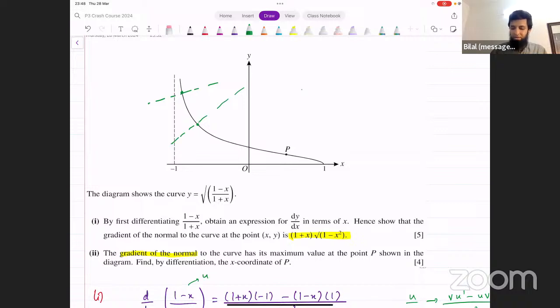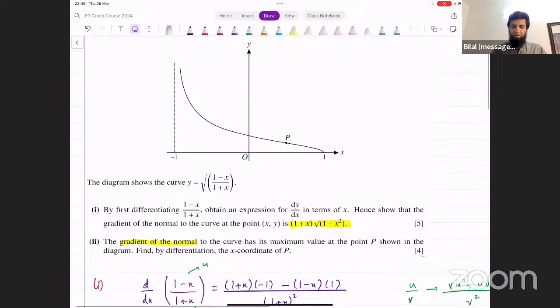At P, the normal would look like this. The gradient of the normal to the curve is maximum at point P, so it's the steepest. The normal is the steepest at point P. That's what it actually looks like graphically. Now, how do we actually figure this out? That's the question.